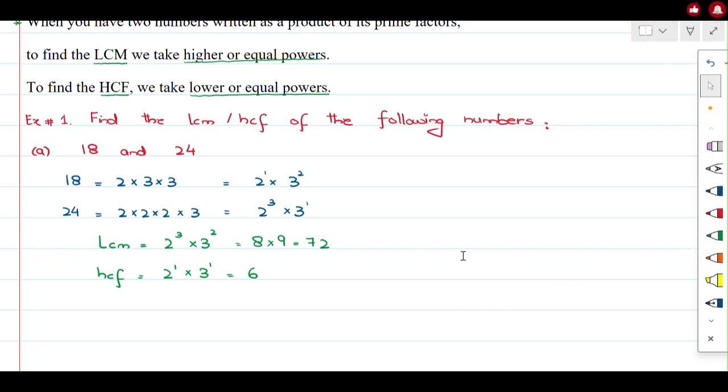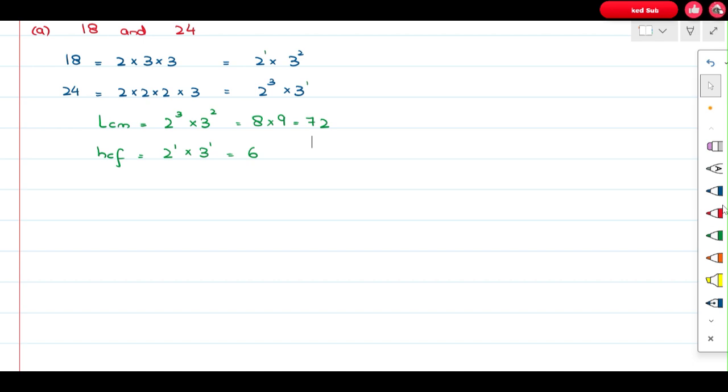I hope you got the concept. Now let me do another example. Let's say example number B. Okay, let me figure out the LCM and HCF of 24 and the number 72. Okay, for this we need to list the prime factorization of 24. We have already done 2 cube into 3, 24 prime factorization. Now let's figure out the prime factorization of 72. 8 times 9 is 72. We have already done. 8 is 2 cube and 9 is 3 square.